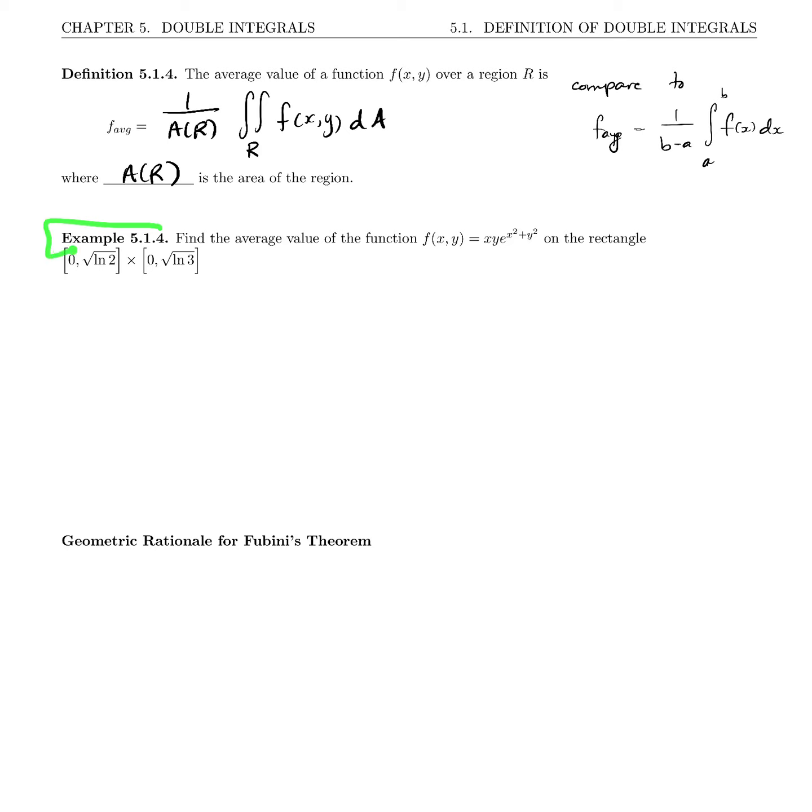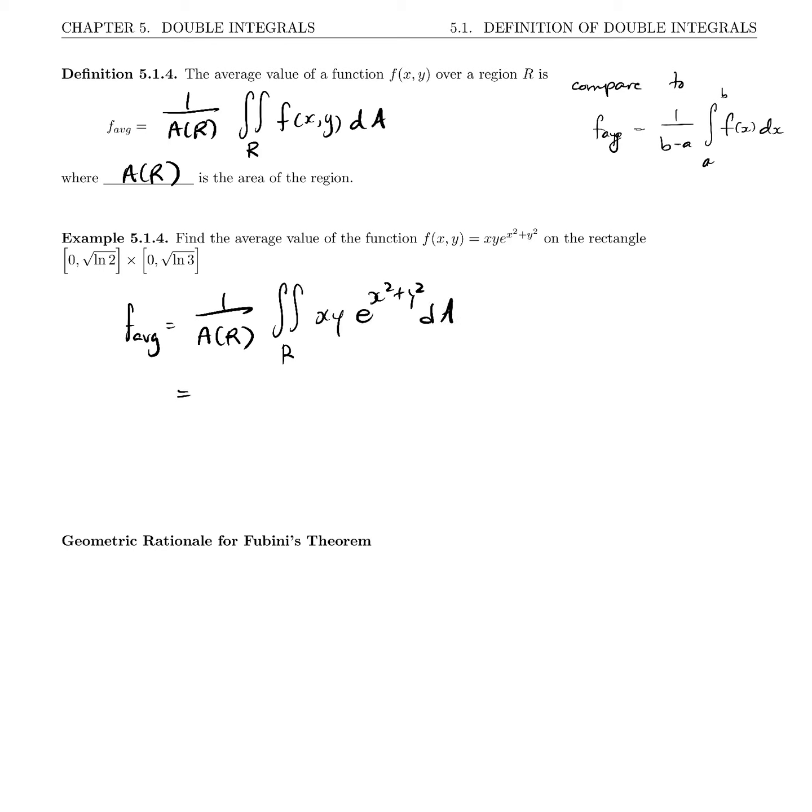So example 5.1.4 is asking us just to apply this formula. And conveniently, it's a function whose double integral we have already found in a previous example. So using here, f average is 1 over the area of R times the double integral over R of e to the x times y, e to the x squared plus y squared, times dA.